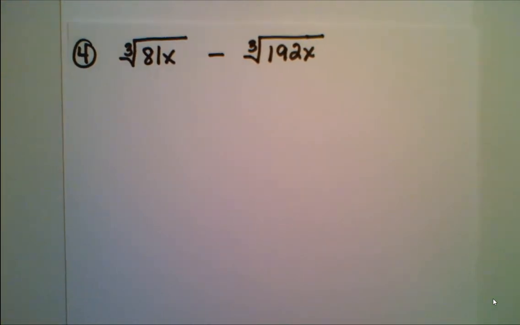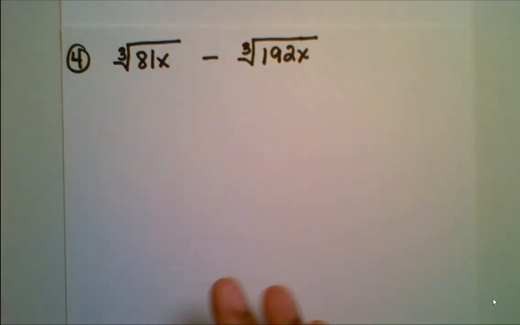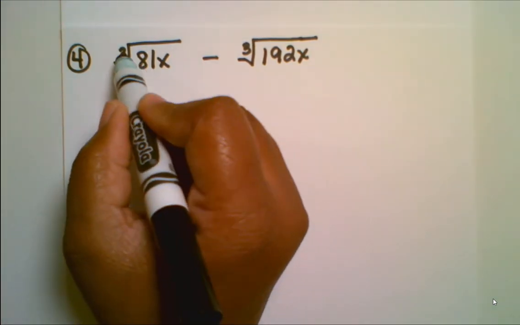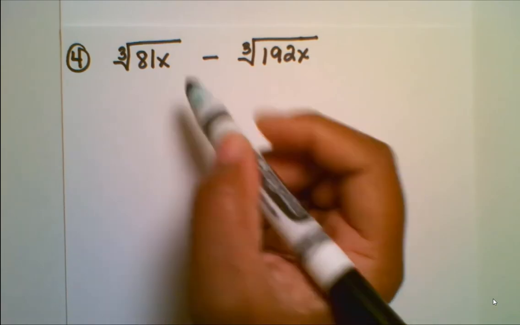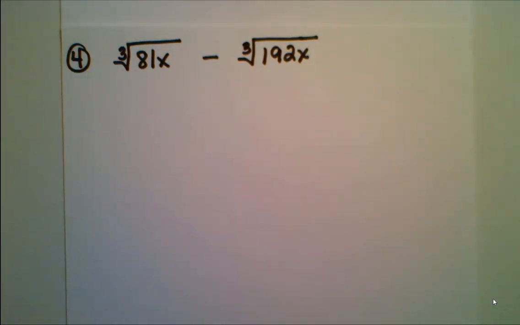Next example, we have here the cube root of 81x minus the cube root of 192x. Okay, so 81, we're looking now this time our index is 3. So for this question, because the index is 3, let's go ahead and write the prime factorization.